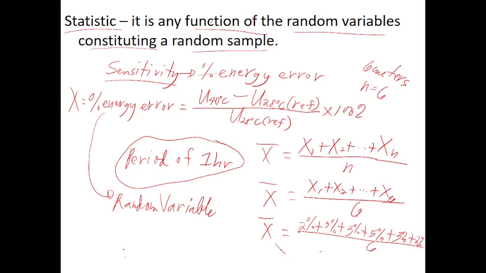So you will get 3% average. 18% over 6, 3%. So 3% is the value of the statistic. This is now the value of the statistic. And 2%, 3%, 3%, up to 2% are the values of the random variables.